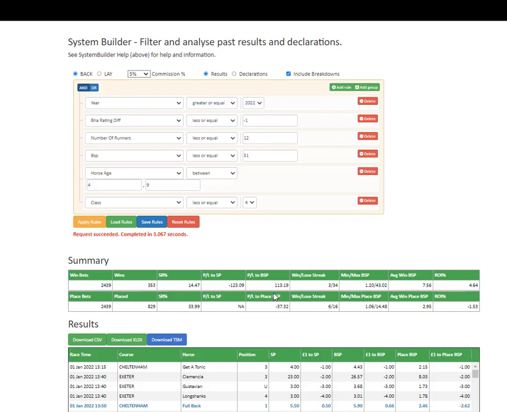Okay, so now we're in profit, so this is starting to look better. 113 points. Bear in mind this is just for 2022, that's pretty good. And an increase in strike rate too.